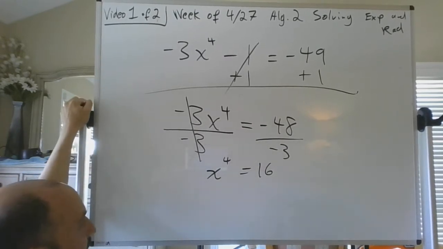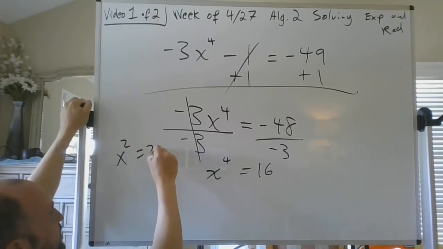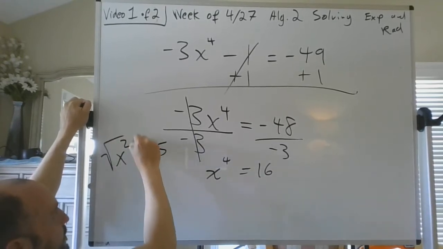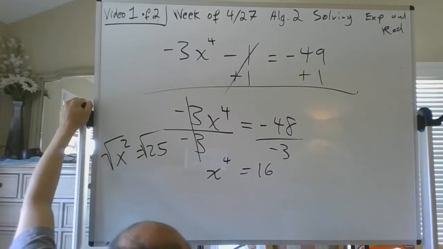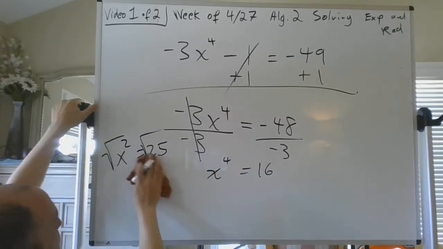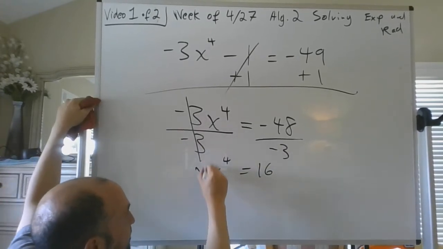Last step. Remember in the last problem we had x squared equals 25, so we square root, cancel out the square. We're going to do something like that here, except we're not going to square root it, because that was an x squared. This is a power of 4, so we're going to fourth root it.